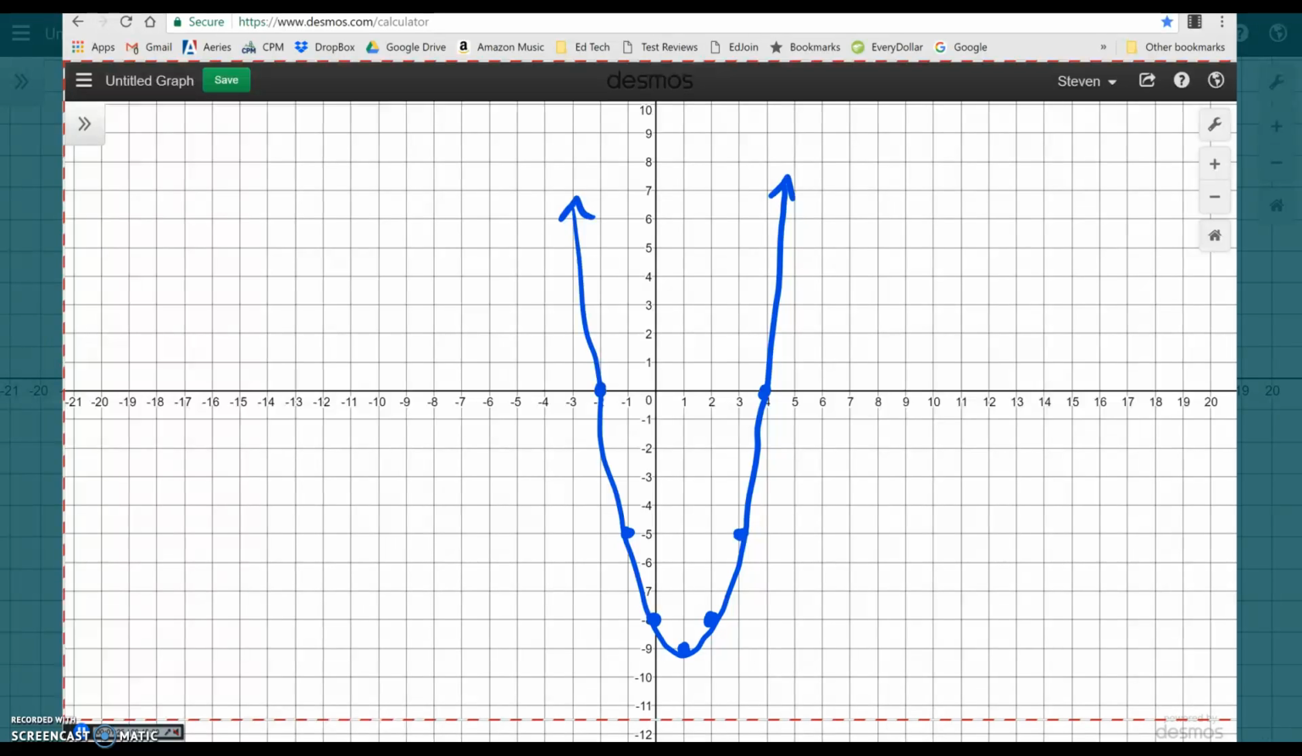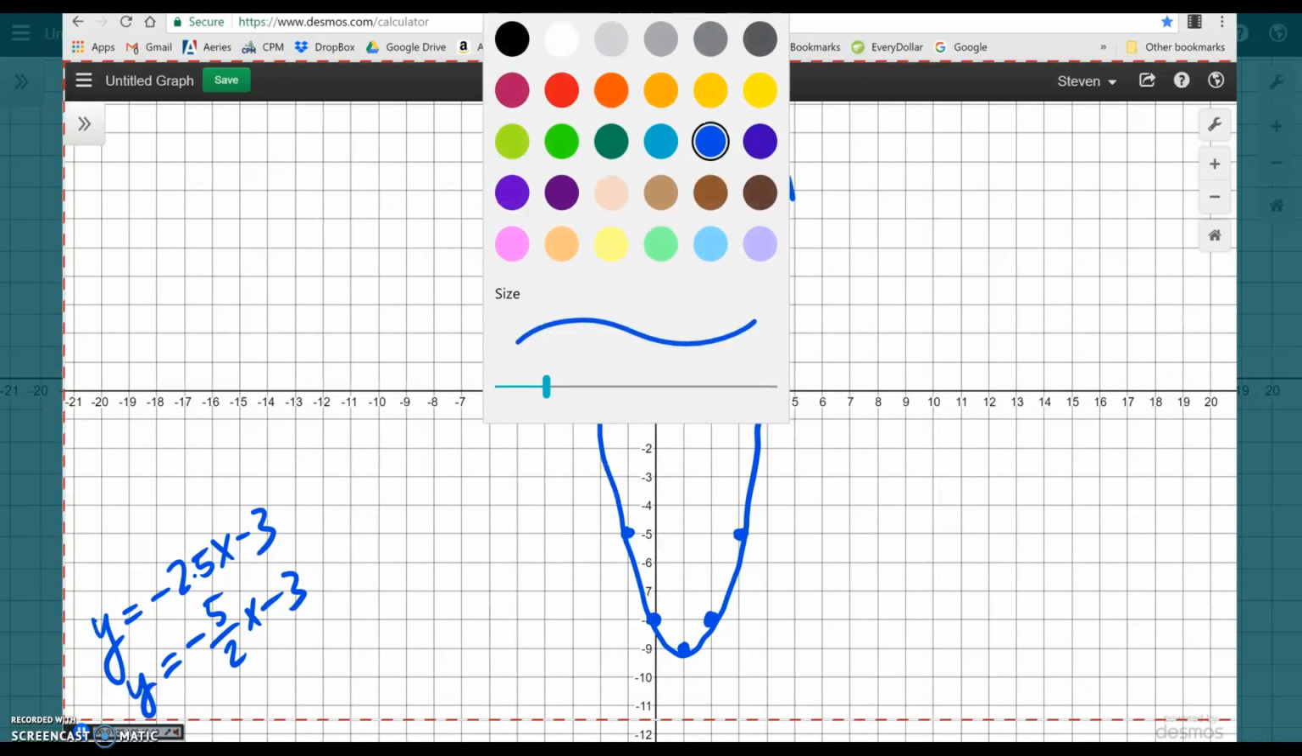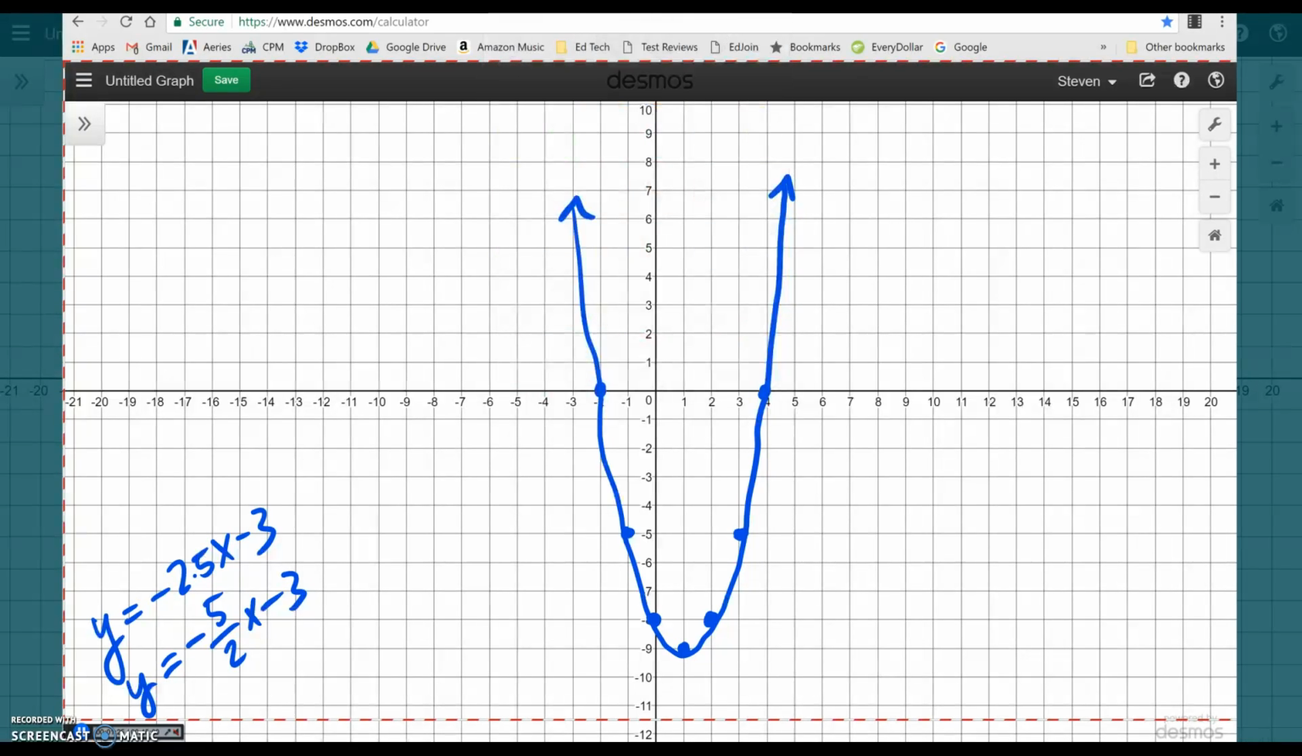Alright, and then the other one was just graphing y equals negative 2.5x minus 3. Well, that's from Integrated 1. That's y equals mx plus b, graphing a line. So if I change this to a fraction, that would be negative 5/2 x minus 3. I'm going to graph that one in a different color so you can see the difference.